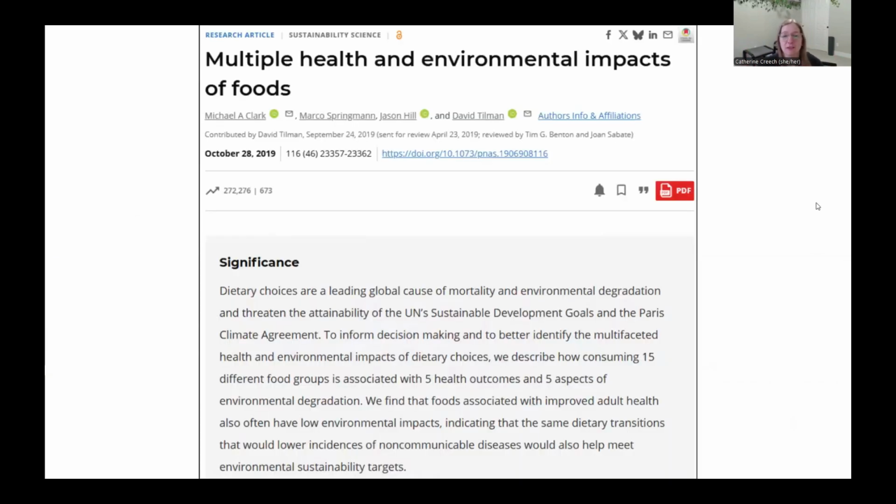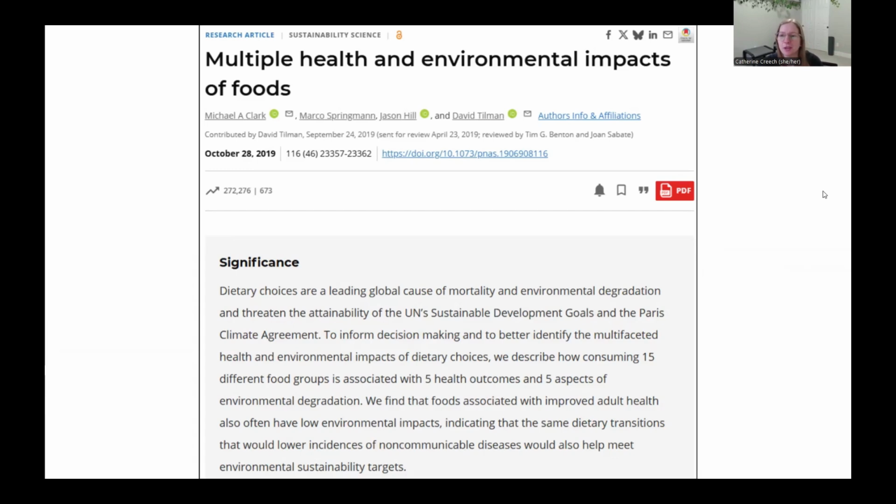This information came from an article. Here it is, Multiple Health and Environmental Impacts of Food. This article is from 2019. What they did was they looked at 5 different health outcomes and 5 different aspects of environmental degradation, and they rated each of the foods that they looked at based on both of those things. I will link to this article for you on Blackboard to check out.